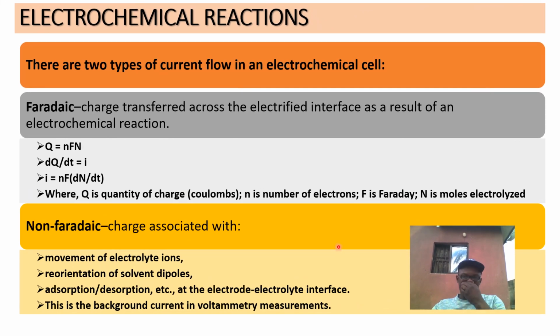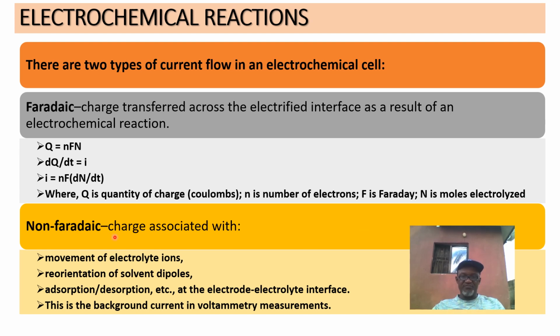Therefore, there are two types of current flow in an electrochemical cell. Remember, we said two types of electrode reactions, so we have two types of current flow. One is called Faradaic and the other one is non-Faradaic. The Faradaic is a charge transferred across the electrified interface as a result of an electrochemical reaction, which is governed by this equation. Remember, we have our Q as a quantity of charge, n is the number of electrons, F is the Faraday, N is the moles electrolyzed.